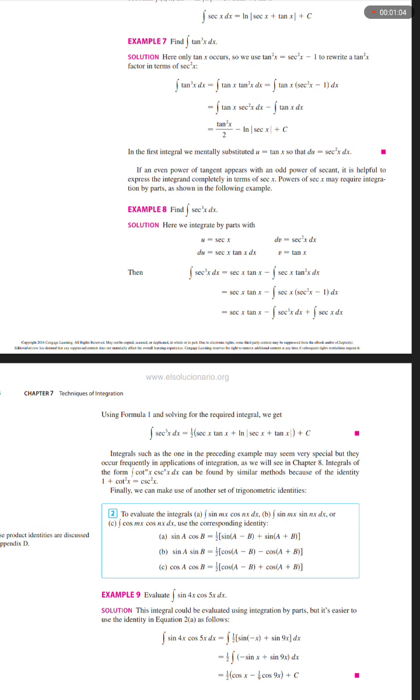In the first integral, we mentally substituted u equals tangent x so that du equals secant squared x dx.